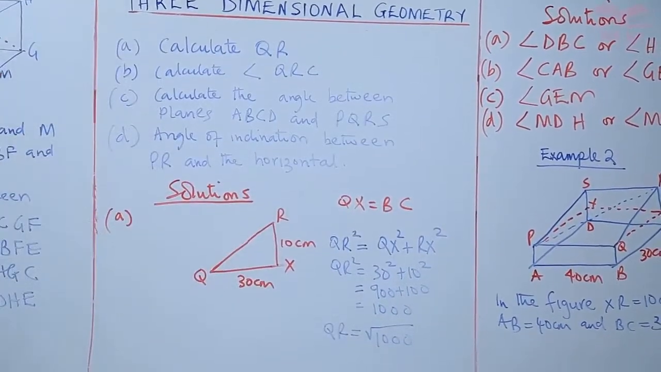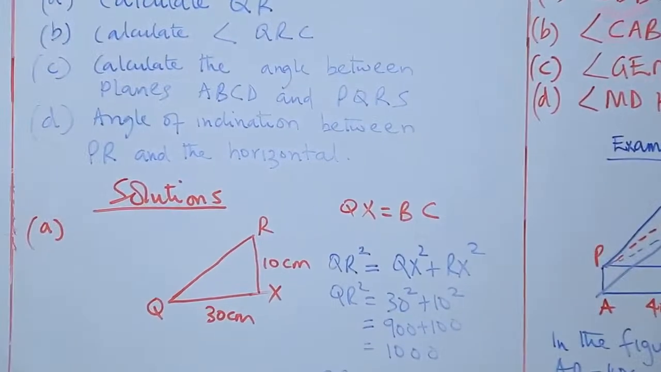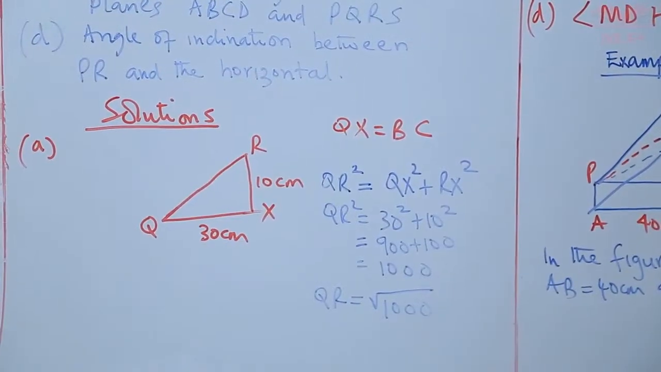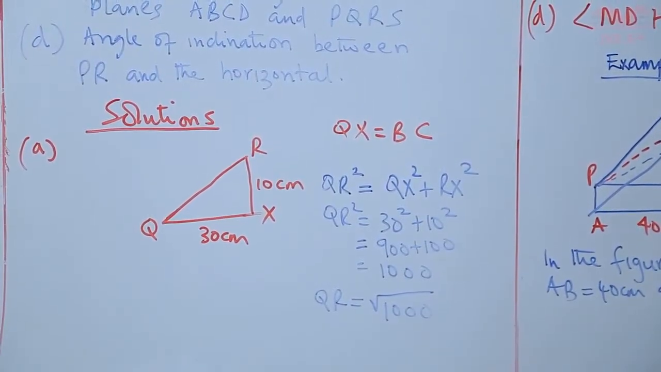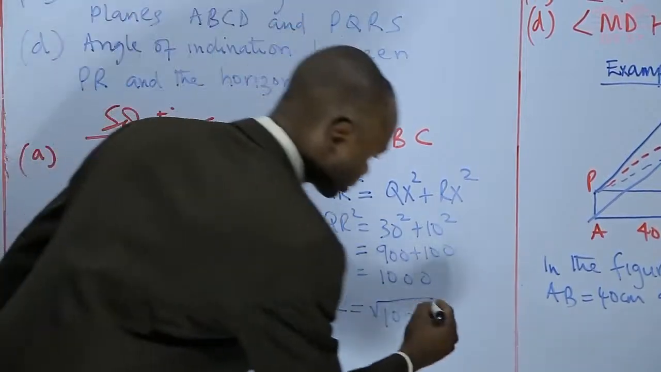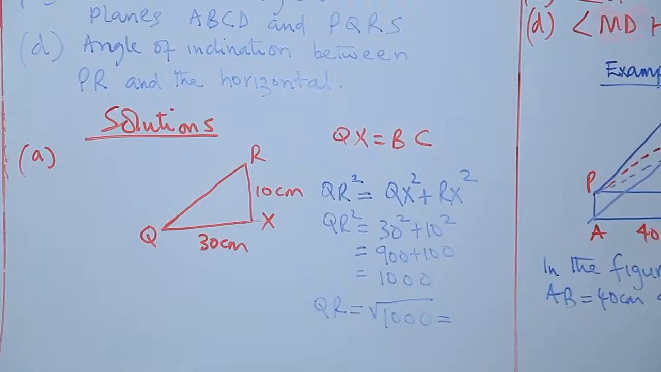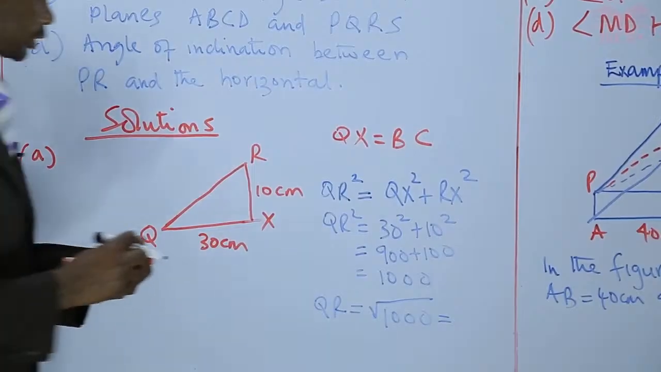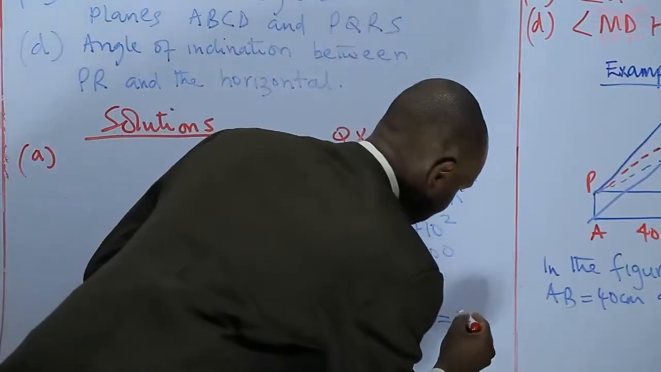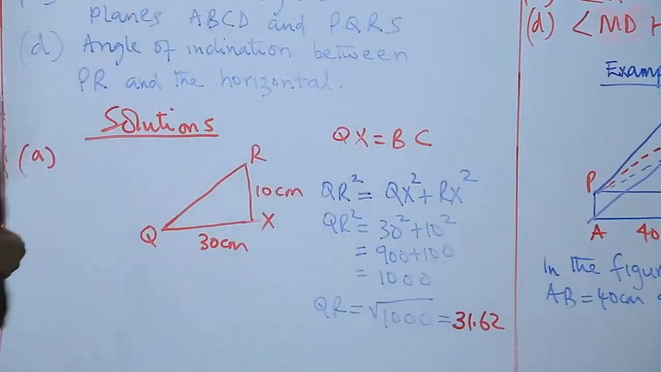Square root of 1000, which you will need to work out very fast. Square root of 1000 gives 31.62. We move to the second question.